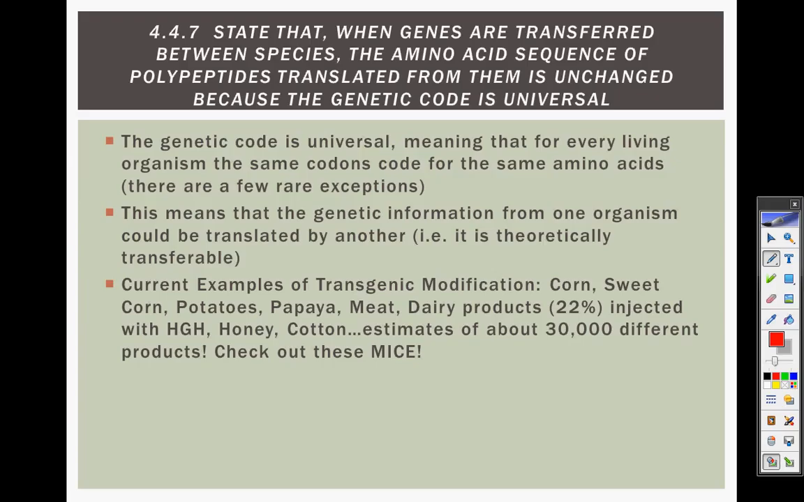This means that the genetic information from one organism could be translated by another. It is theoretically transferable. Current examples of transgenic modification: corn, sweet corn, potatoes, papaya. Papaya is a fruit. Meat, dairy products: 22% of all dairy products are injected with HGH, human growth hormone. How about honey, cotton? Estimates are about 30,000 different products.